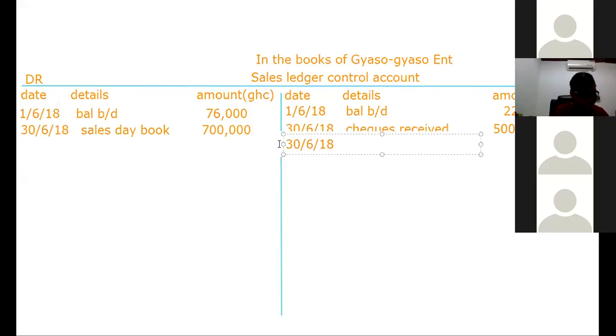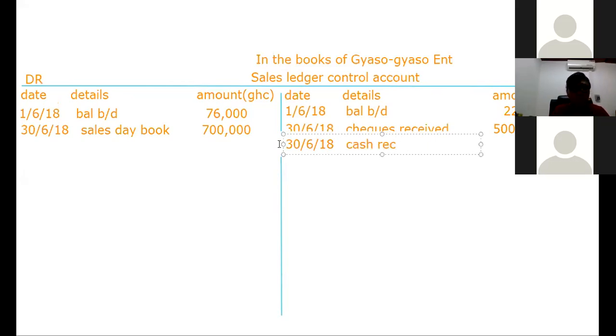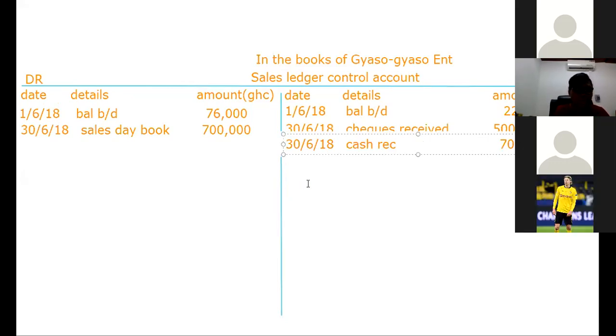What was the transaction? Was it cash? Yeah, cash receipt. Check. How much was it? Cash. 70,000. It's cash, not check. Who is answering? They are the only ones who do accounting. Okay, which one? Next.